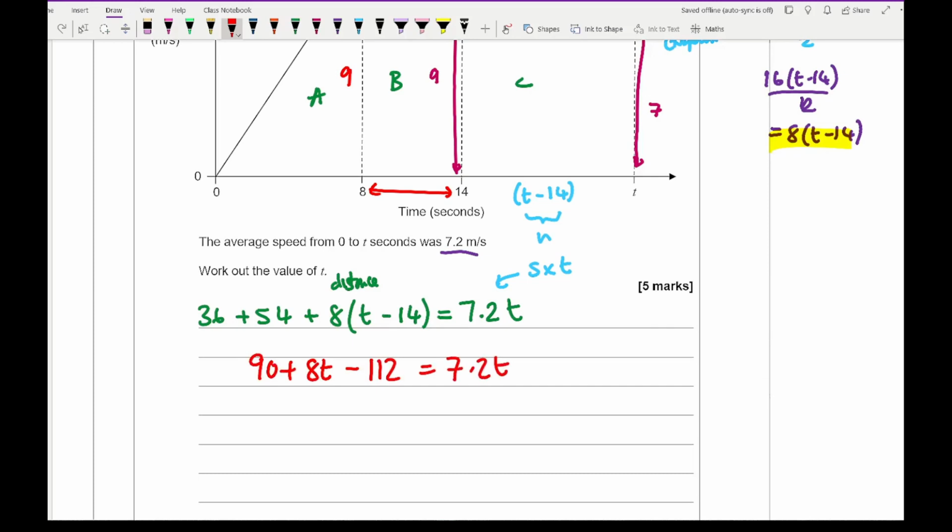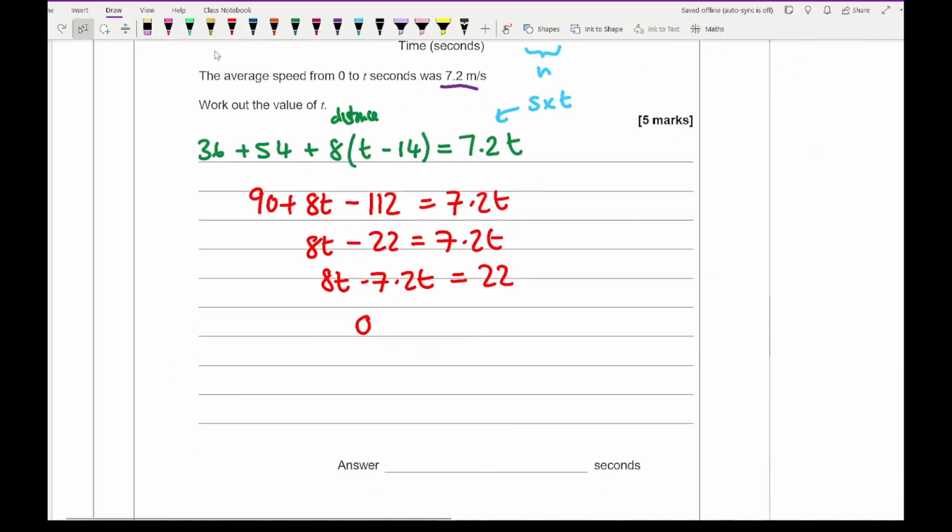So 90 minus 112 is minus 22. So I get 8T minus 22 equals 7.2T. Then 8T minus 7.2T equals 22. This becomes 0.8T equals 22. So T equals 22 over 0.8, and 22 divided by 0.8 gives me an answer of 55 over 2, or 27.5 seconds.